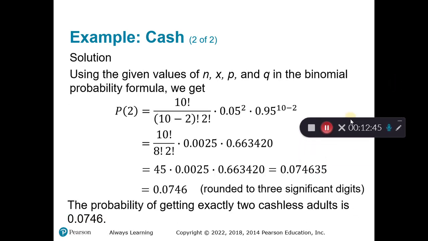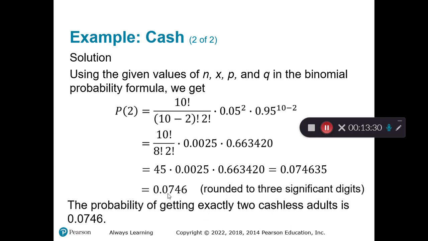So using the probability formula given in the previous slides, we have the probability of getting exactly 2 successes as being equal to n factorial, or in this case 10 factorial, divided by 10 minus 2 quantity factorial, that's n minus x, times 2 factorial, which is x factorial, times the probability of success raised to the x power, where x is 2, times the probability of a failure raised to the n minus x power.